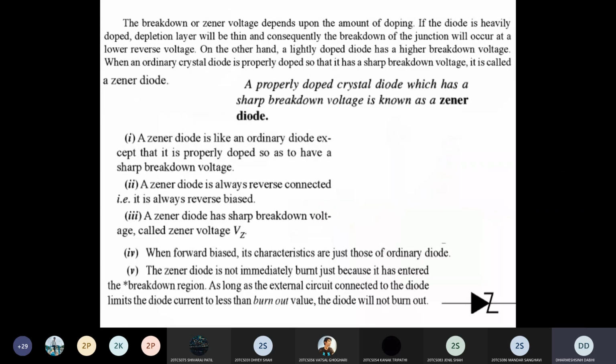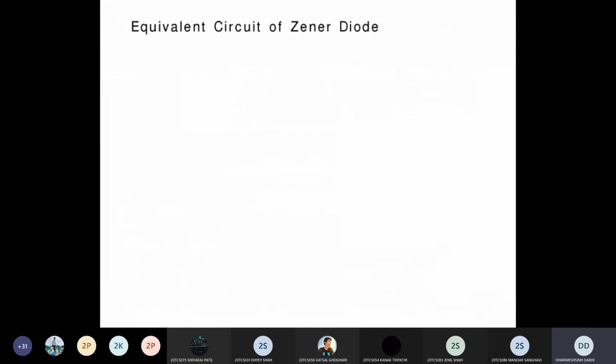Clear? And the last one is that the Zener diode is not immediately burned because it has entered the breakdown region. Clear? So the Zener diode will not immediately burn or get damaged when it enters the breakdown region. Clear? So these are the characteristics of the Zener diode.